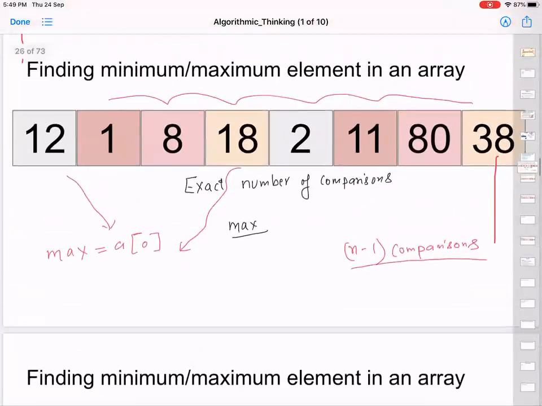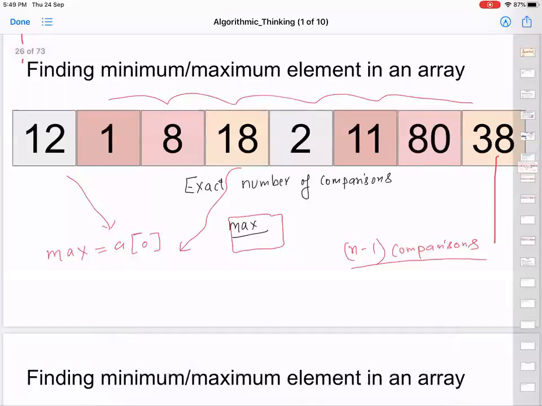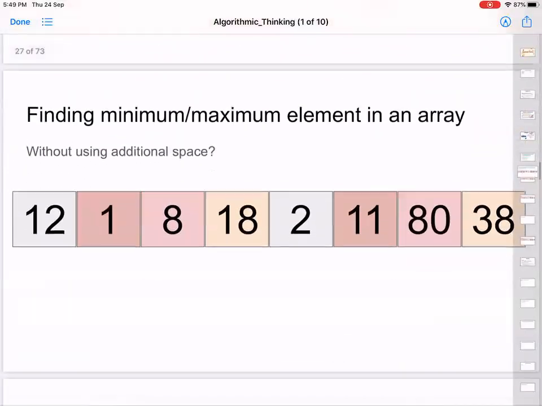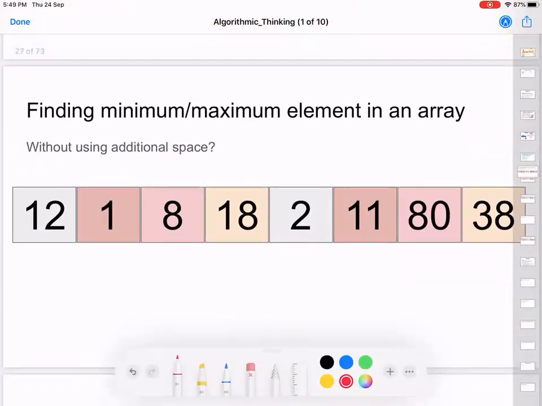Here, in order to find the max, we were using this additional variable called max. So what if I want to do it without using any additional space? Let's say I'm writing code for an application where space is very costly. Can you think of a way in which I can still find the maximum element in this array, but without using any additional space?